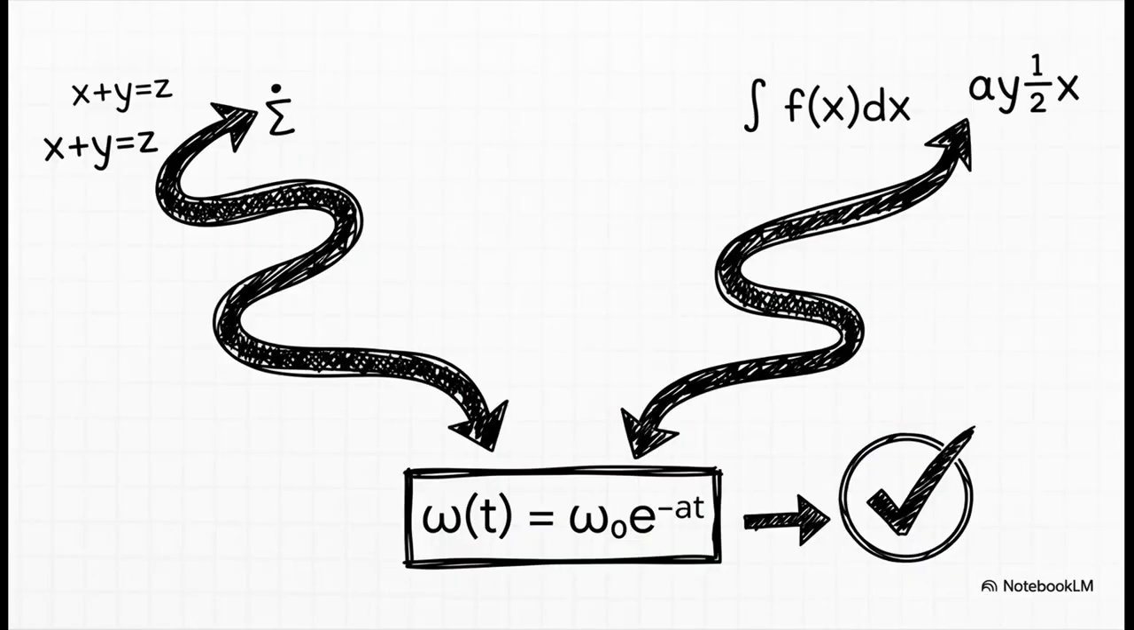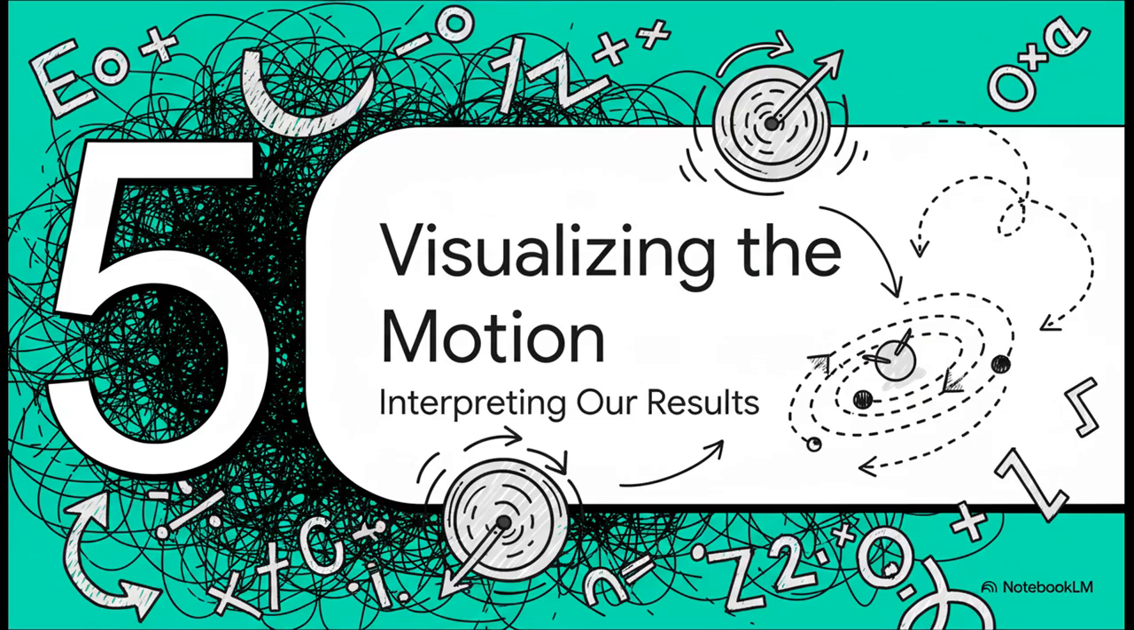And look at that. It doesn't matter which path you take, algebra or calculus, they both lead to the exact same beautiful, simple result. The angular velocity is just the initial velocity times an exponential decay term. Getting the same answer from two totally different methods gives us huge confidence that our solution is solid. Okay, we've got our equations. We've solved the problem, right?